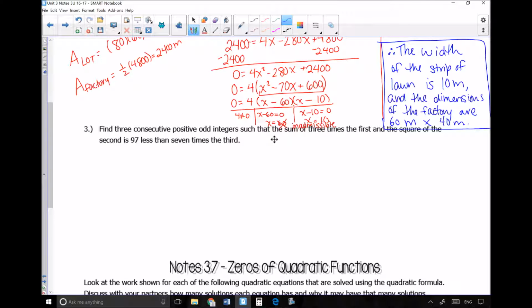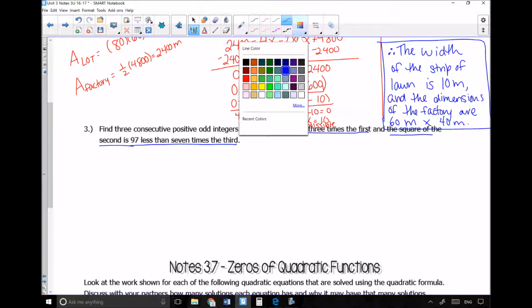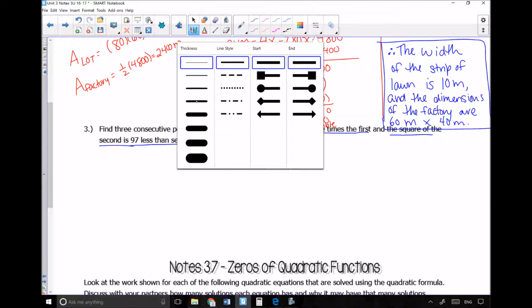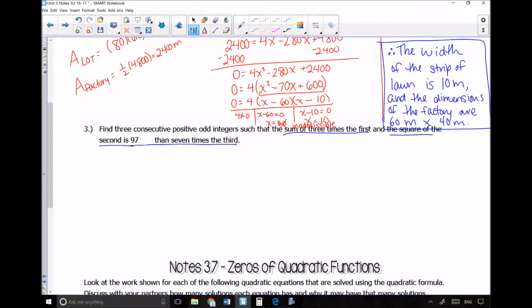All right, guys, last one. Number 3: find 3 consecutive positive odd integers such that the sum of 3 times the first and the square of the second is 97 less than 7 times the third. First of all, I want you guys to please correct the typo that we have here. This shouldn't say 97 less than, it should say 97 more than, okay? So it's 97 more than 7 times the third.